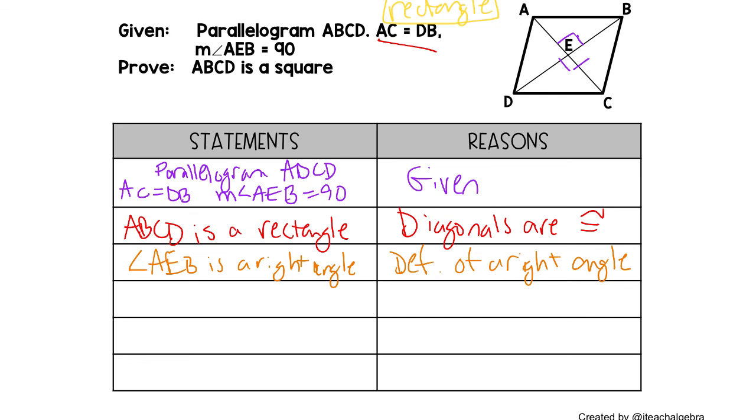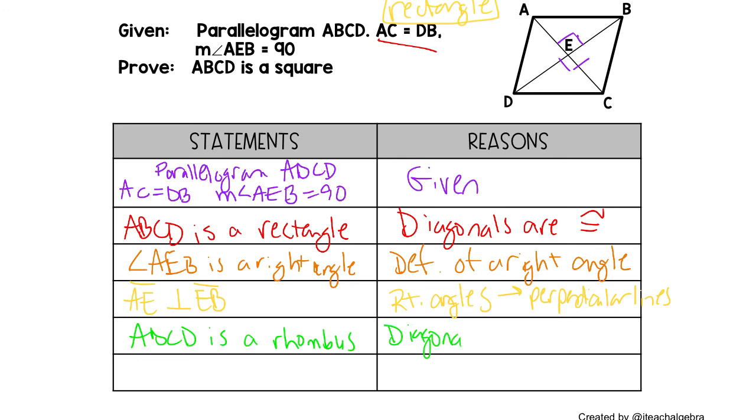We know that AE is perpendicular to EB. This feels really self-explanatory, but we've got to say it: right angles are perpendicular lines. We also know that ABCD is a rhombus because the diagonals are perpendicular. That's the definition of a rhombus.